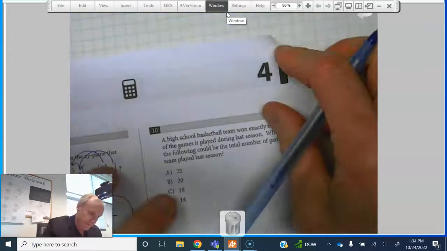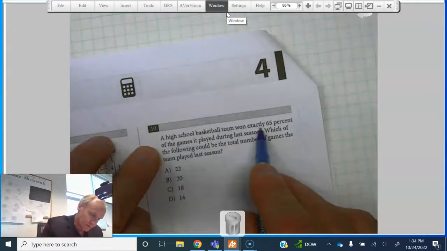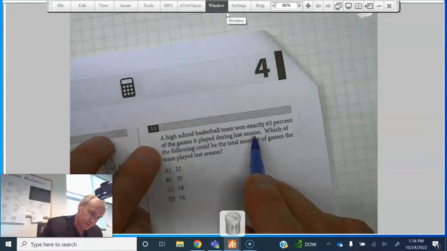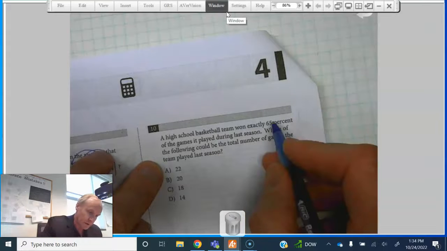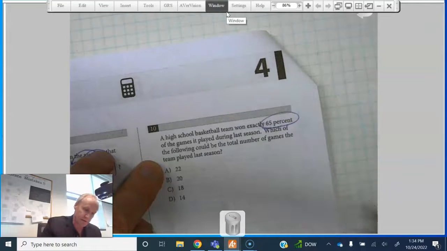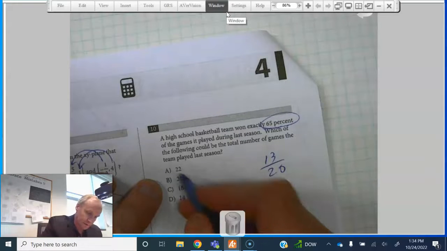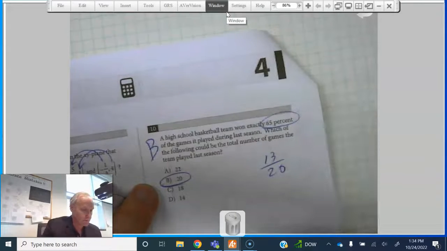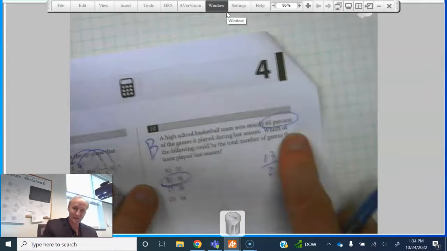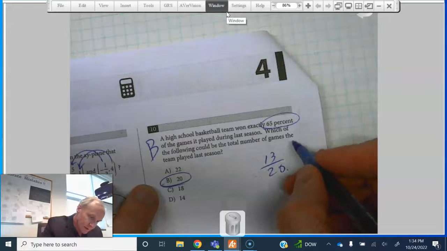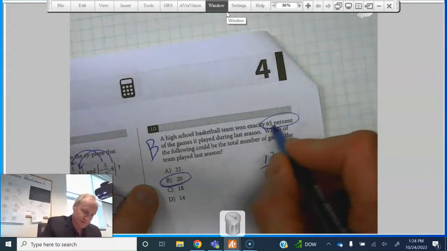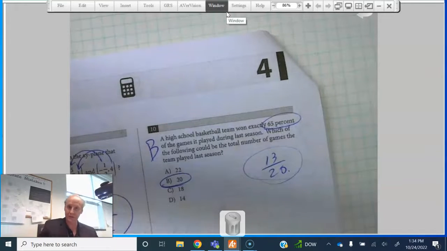A high school team won exactly 65% of the games it played during last season. Which of the following could be the total number of games the team played last season? Well, if they did exactly 65%, that's 13 out of 20 games. And the only way that is possible is if there are 20 games. Hopefully you guys learned your percentage differences. Remember that 20ths are nickels. And if they won exactly 65%, the only way that's possible is if you're talking about 20ths.